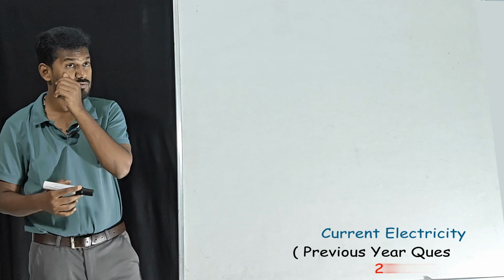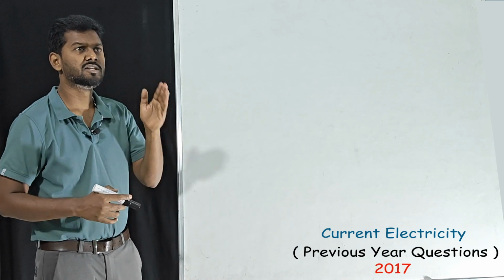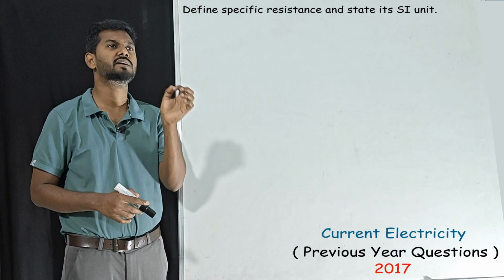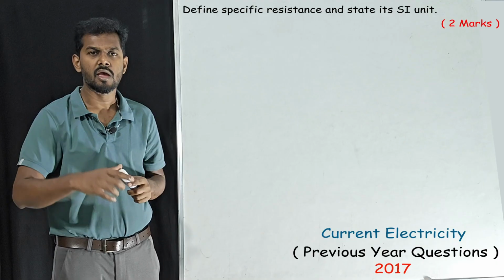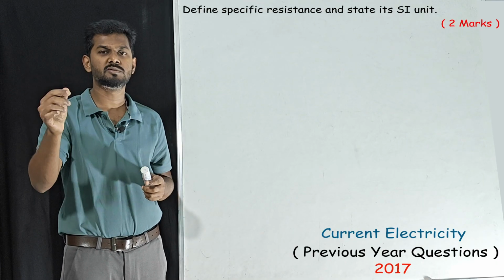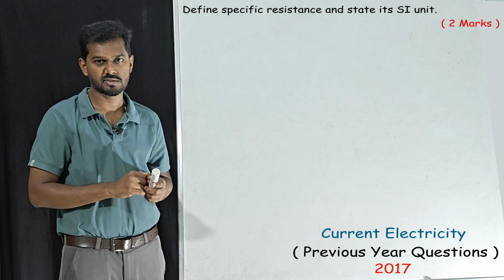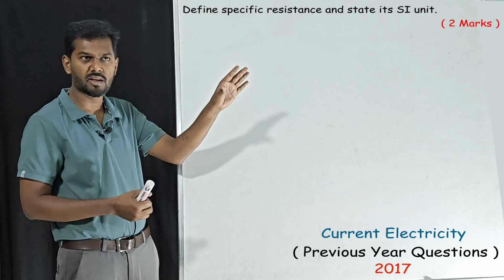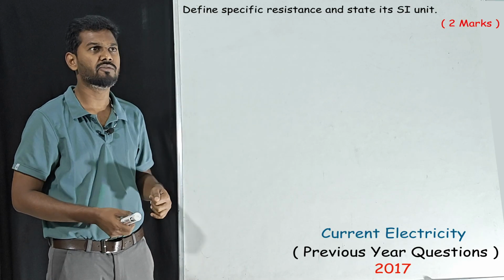Now we'll start from 2017. The first question: define specific resistance and state its SI unit. Many students still have confusion about the difference between resistance and specific resistance. First we'll try to define it, then we'll understand using the definition.